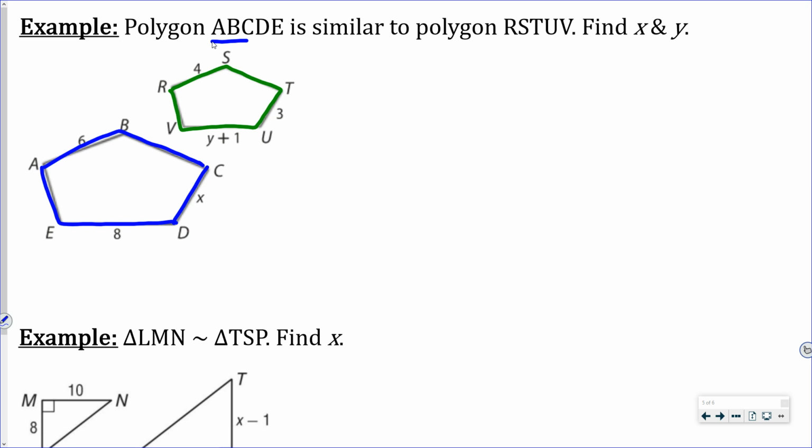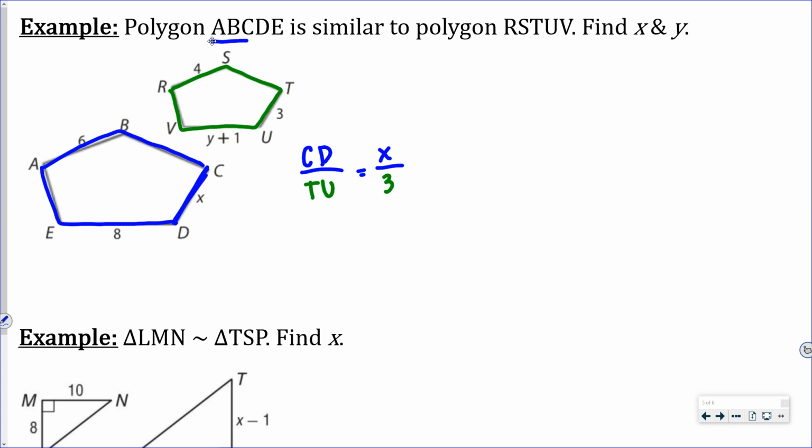Okay, they're telling us that these are similar. So we know all of their corresponding angles are congruent, and we know that there's some scale factor, some common ratio between all of the side lengths, and they're all proportional to each other. That's what we know. So, looking here, I see that X is my side length CD, and I want to find that. I know its corresponding side in the green polygon, TU, is 3. You could start by writing that the ratio from CD to TU is X to 3, but then how do I figure out what this is?